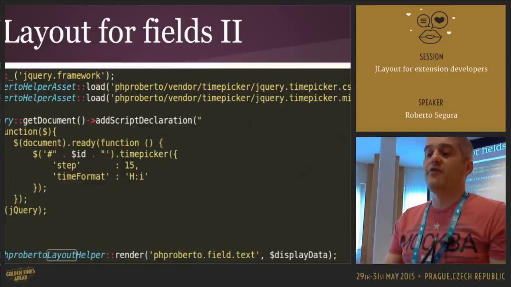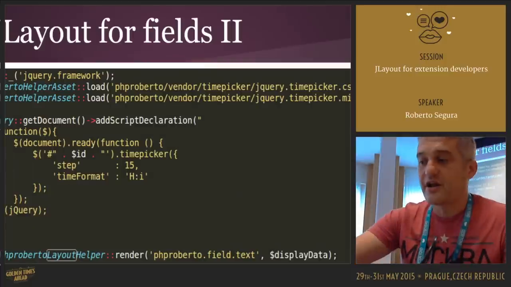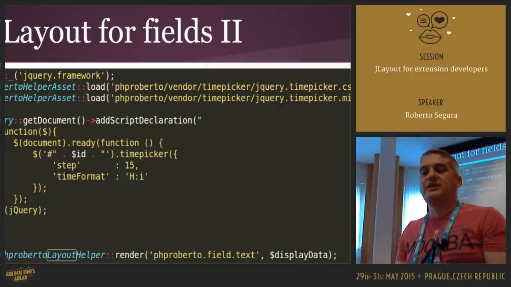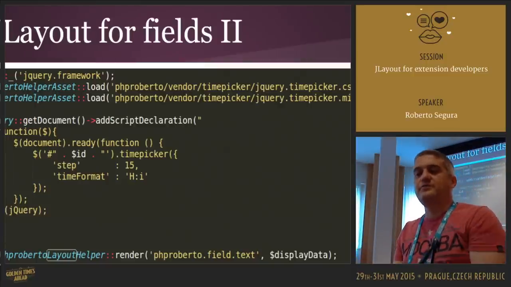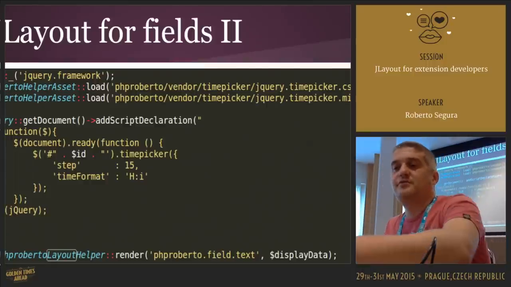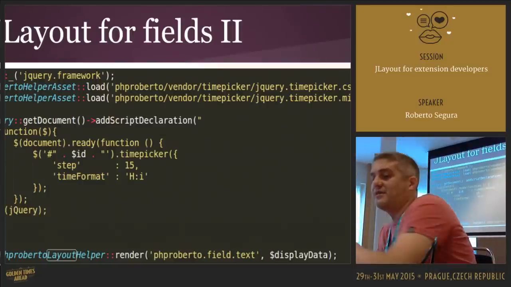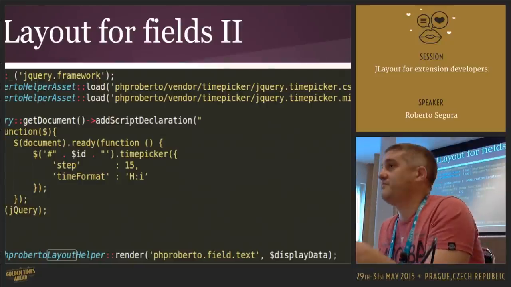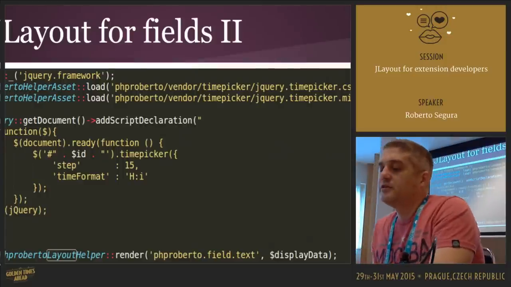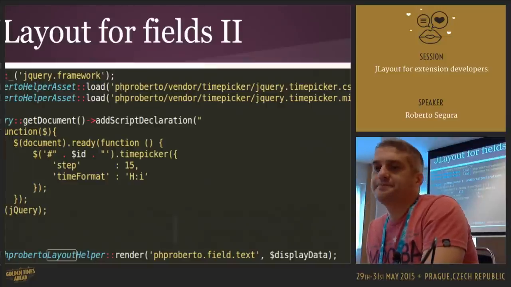And then instead of rendering a text field again, what I'm doing is directly calling the parent, the standard text field layout. So this is a trick to just load two assets, connect the time picker to the text field, and then use the standard text layout, which may fix some bugs in the future. So I don't want to deal with changes there. I just want to create my own custom layout that will override it.